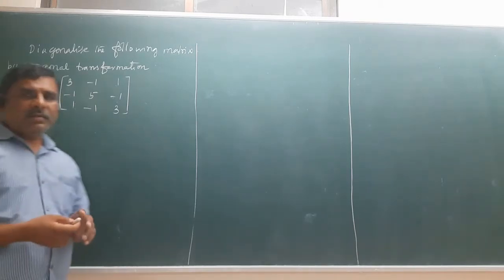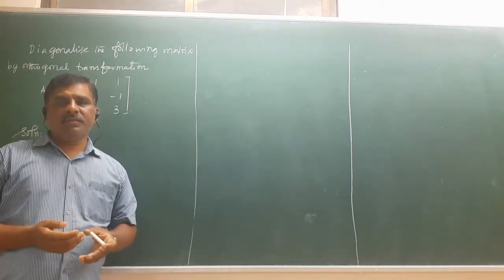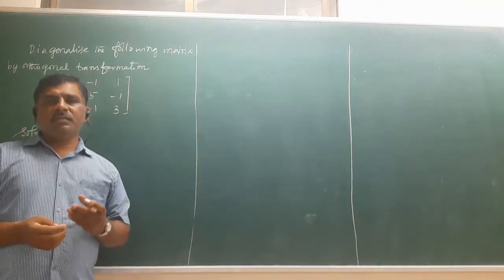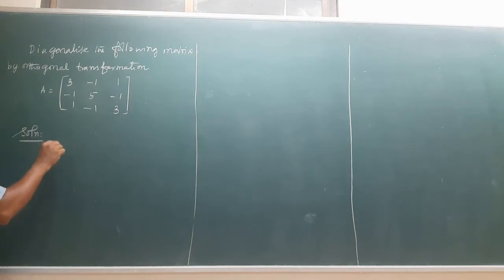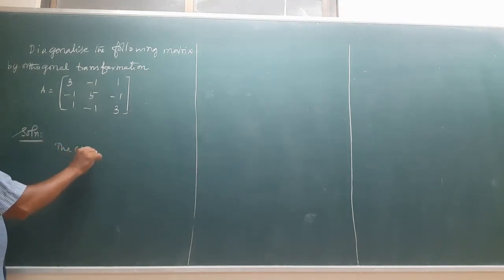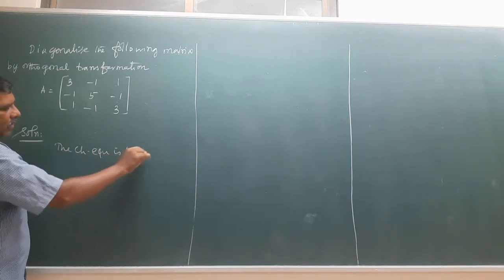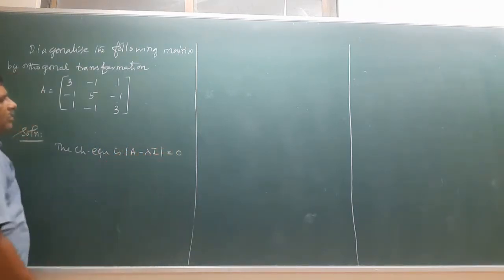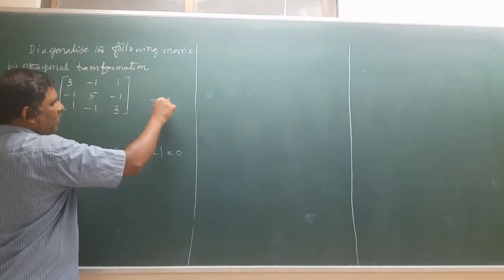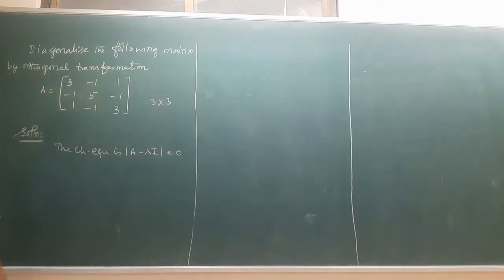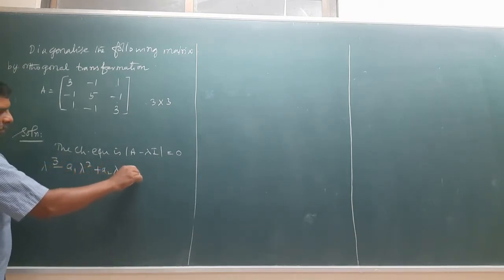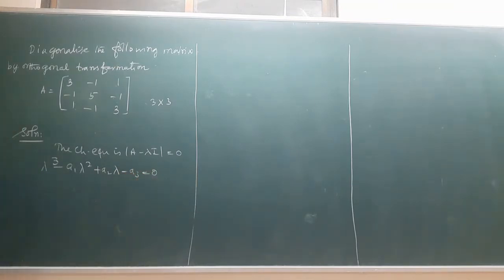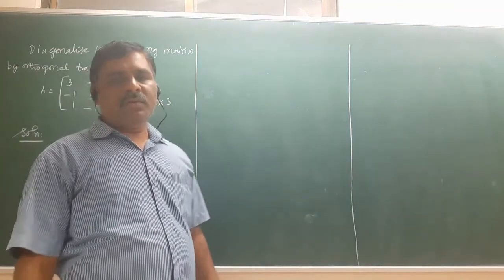To diagonalize the matrix, first we have to find the eigenvalues. So to find eigenvalues, what is the characteristic equation here? The characteristic equation is |A - λI| = 0. Actually the given matrix is a 3 by 3 symmetric matrix. Therefore, the characteristic equation shortcut form is λ³ - a1 λ² + a2 λ - a3 = 0. We have to find a1, a2, a3.